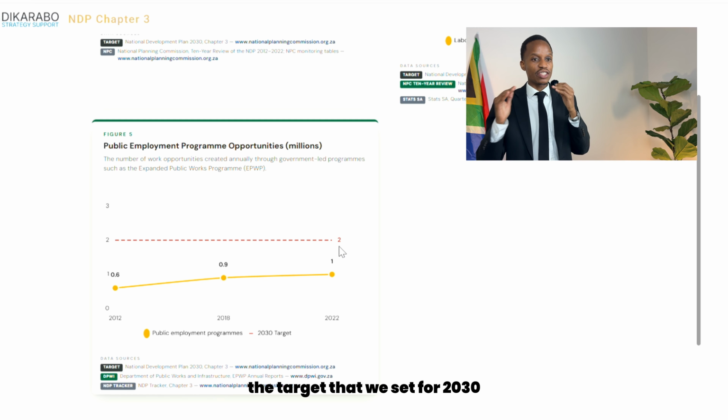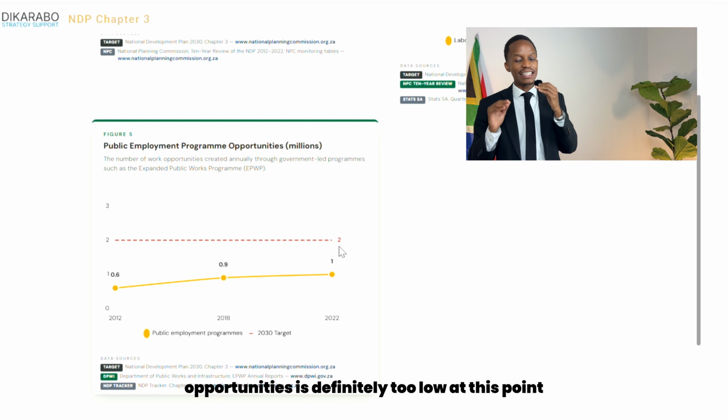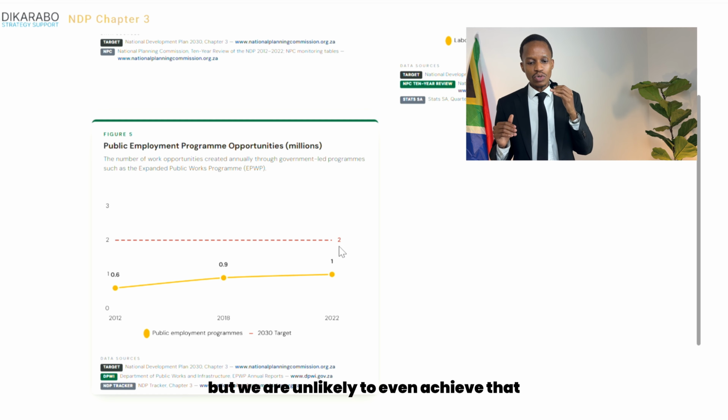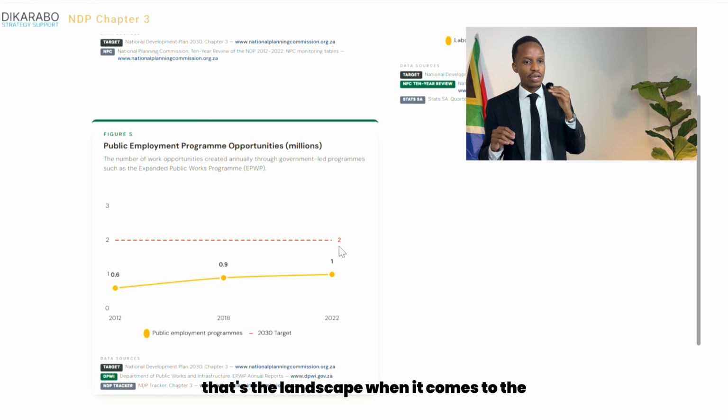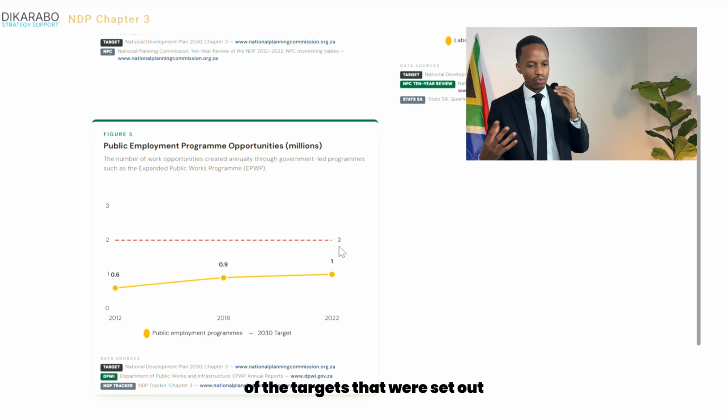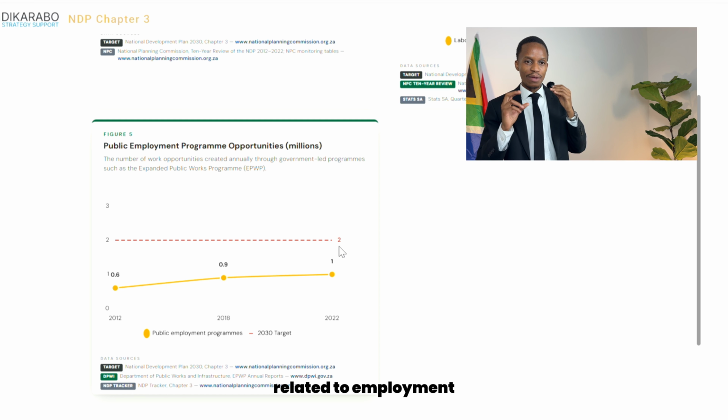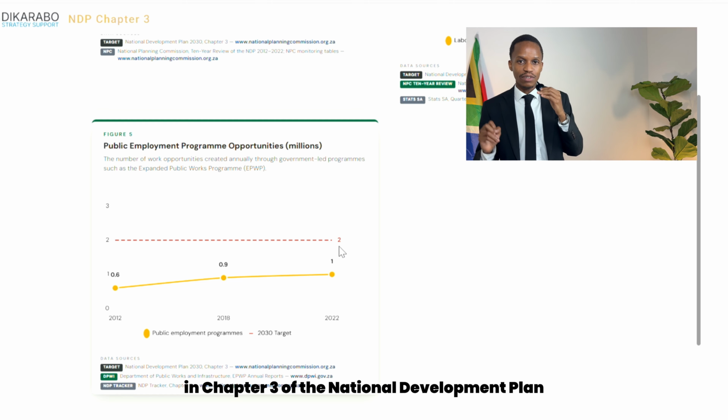The target that we set for 2030 for public employment program opportunities is definitely too low at this point, but we are unlikely to even achieve that. So that's the landscape of the targets that were set out and the progress toward the targets related to employment in Chapter 3 of the National Development Plan.